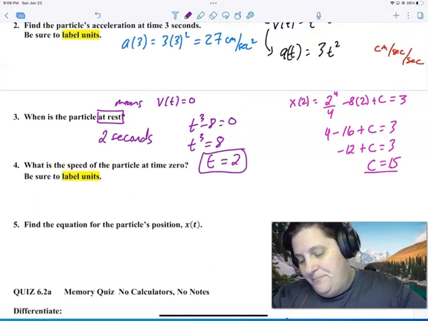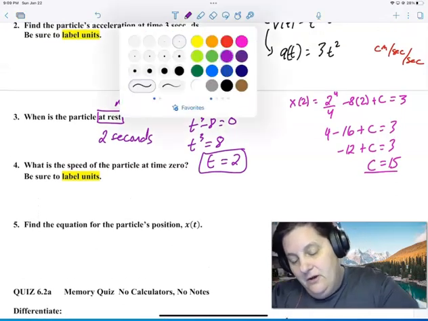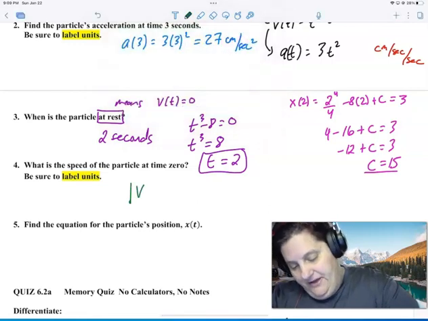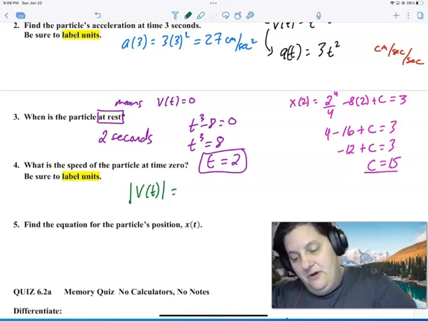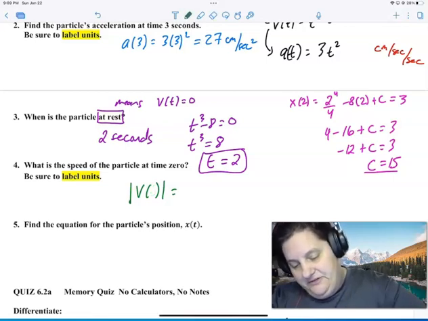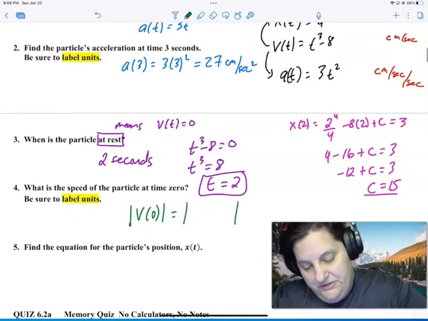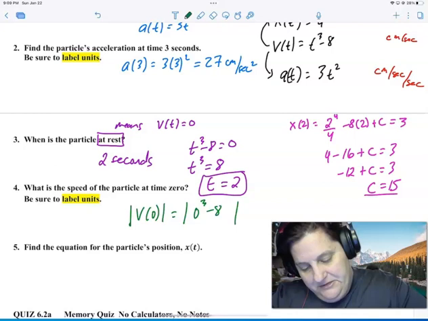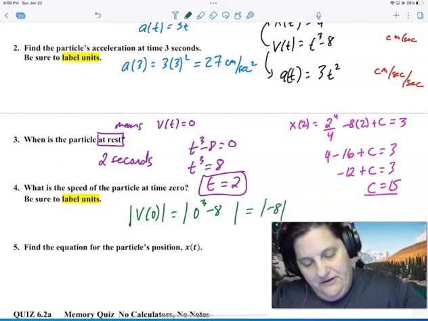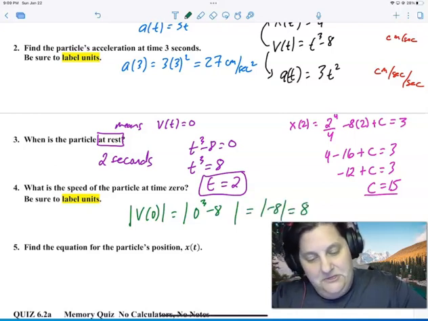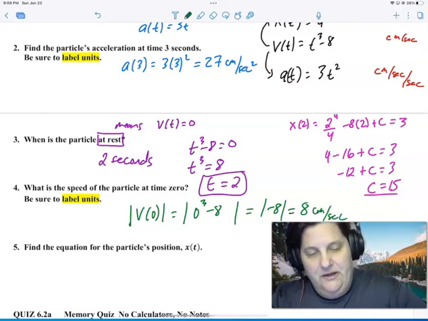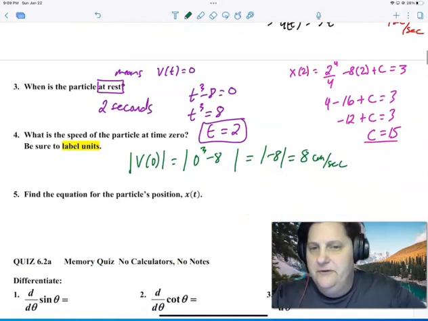What is the speed at time 0? Okay, speed is the absolute value of velocity. At time 0, it'd be the absolute value of the velocity at time 0. So it's the absolute value of, my velocity equation is 0 to the 3rd minus 8. So the absolute value of negative 8 is 8. And speed has the same units as velocity, centimeters per second, it's just positive.